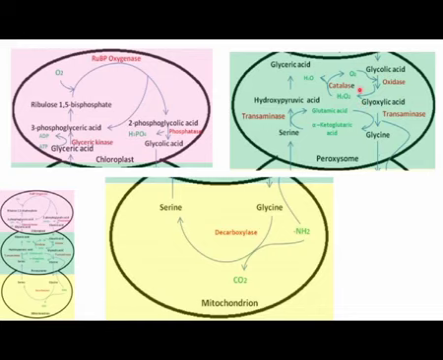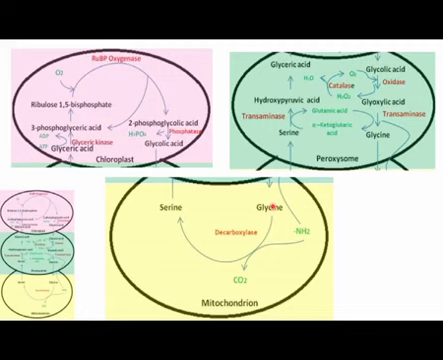Glyoxylic acid is then transaminated into glycine with the help of an enzyme known as transaminase. As soon as the glycine is formed, it moves to the mitochondria, the third organelle participating in the photorespiration pathway, and it enters the mitochondria.